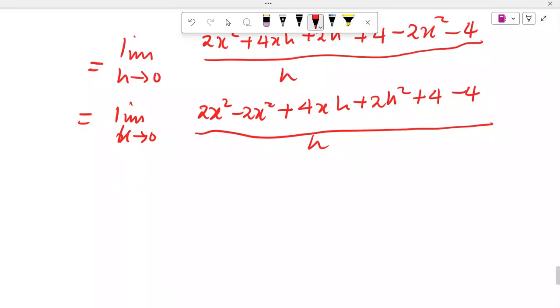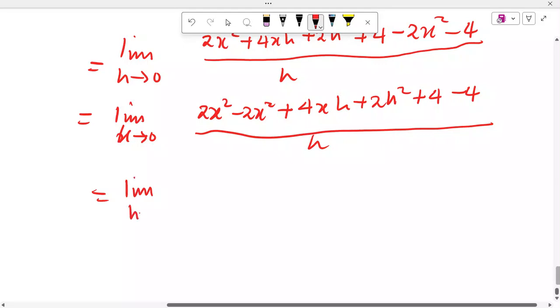So let's continue. So we have limit as h approaches 0. So this will cancel. They have alternating sign. This is positive, this is negative, so this will cancel out. 4 positive, negative, this will also result to 0. So we'll have 4xh plus 2h squared. So we have over h.